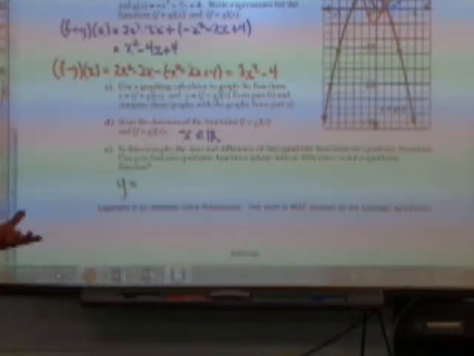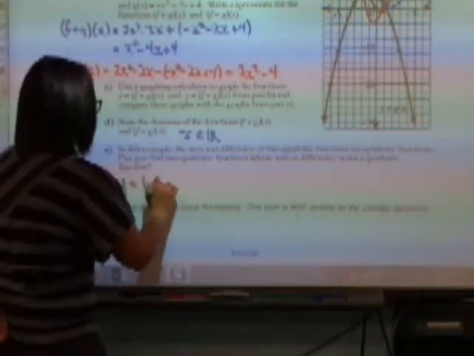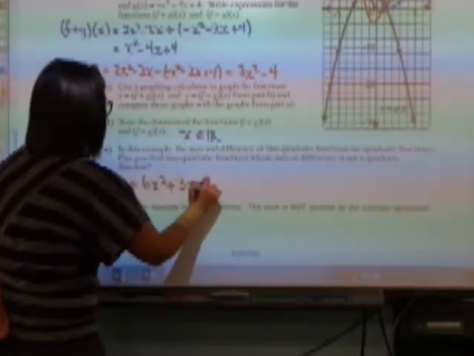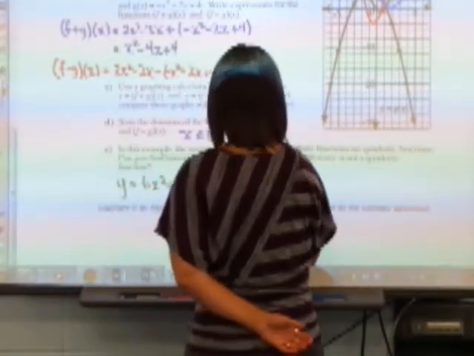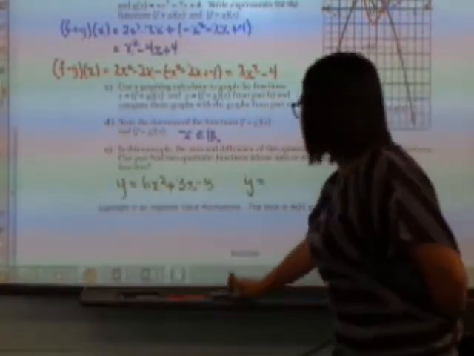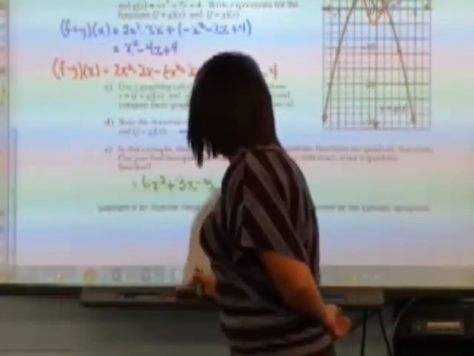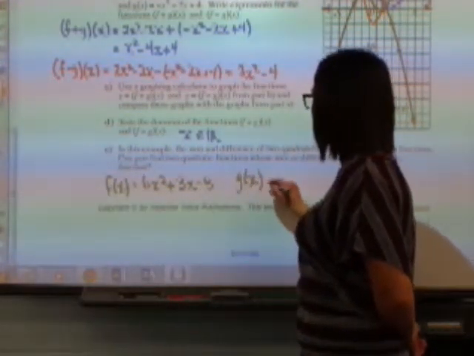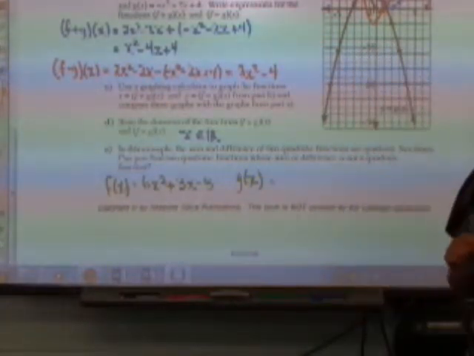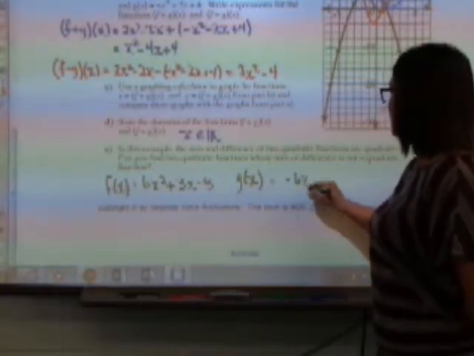So give me a quadratic equation. 6x squared plus 3x minus 5. Okay? Is that a quadratic function? Yeah. So what would the other quadratic function have to be in order to have a sum? Let's make this f of x. So what would g of x have to be in order for the sum to not be a quadratic? Negative 6x squared.